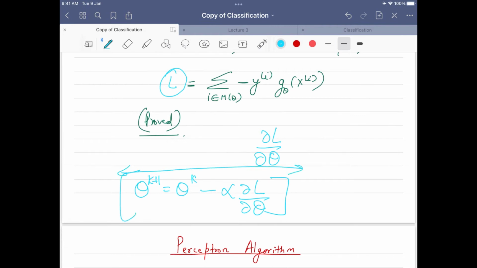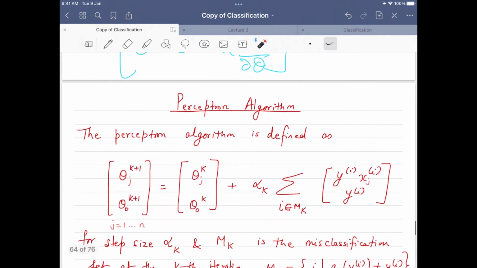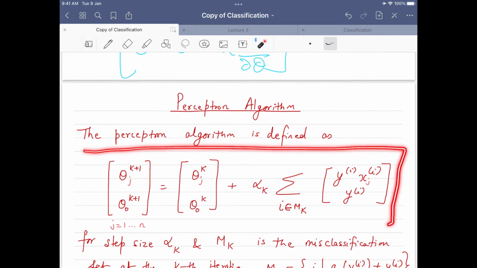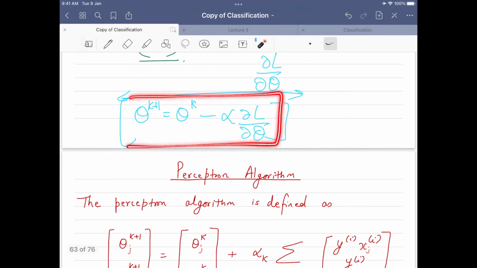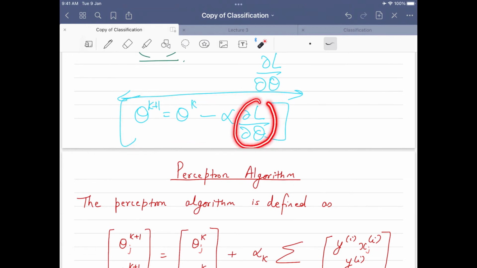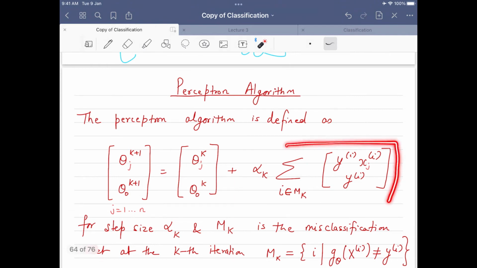So the perceptron algorithm is now defined like this. Here you can see it is nothing but this expression, with the derivative of the loss with respect to theta being this expression, and this is alpha, which is the learning rate. This is the new theta and this is the old theta, with the subscript j, where j is running from 1 to n. And for the bias term theta 0, we are keeping it separate, so it's theta 0 here.